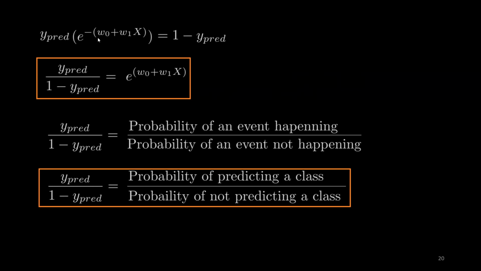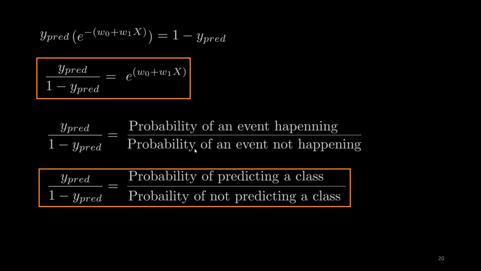Now I am going to perform two steps simultaneously. The first step is that I am moving this 1 minus y_pred from the right side of the equation to the left, so it becomes the denominator of the left side. Similarly, I am moving this exponent term from the left side to the right side. When I move this exponent term, the sign of its exponent value changes. Previously it was a negative sign, and now it becomes a positive sign.